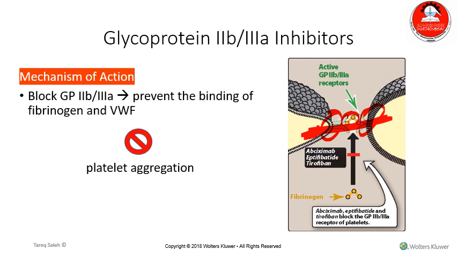Abciximab, which is the most important drug in this category, is a chimeric monoclonal antibody fragment that inhibits the glycoprotein 2b3a receptor complex, right? By binding to glycoprotein 2b3a, abciximab blocks its binding to fibrinogen and to von Willebrand factor, and consequently prevents platelet aggregation or the formation of the plug.